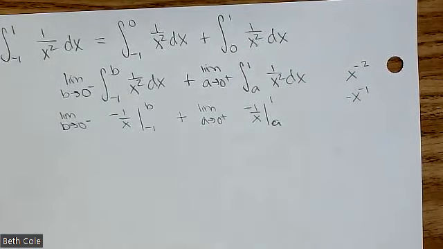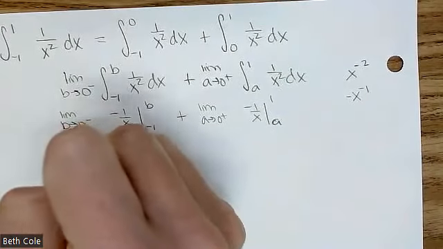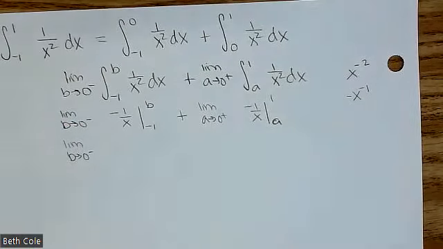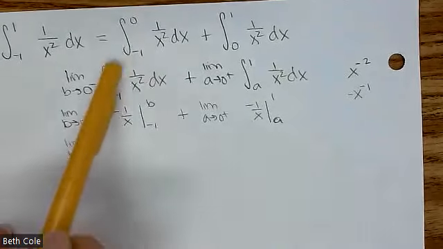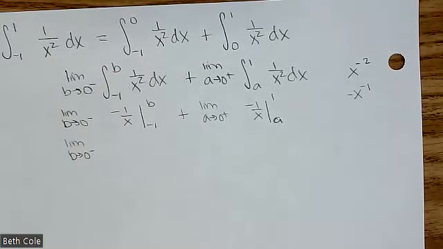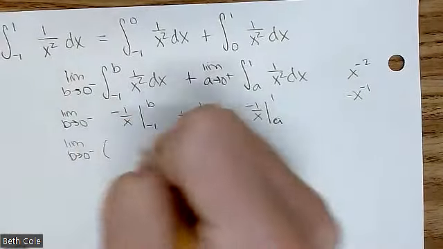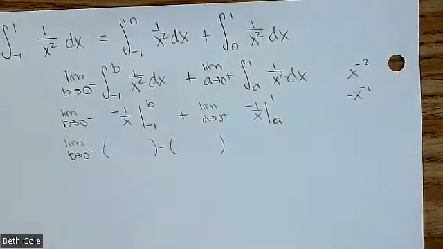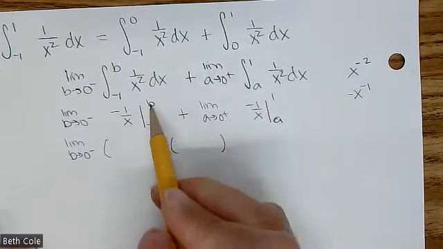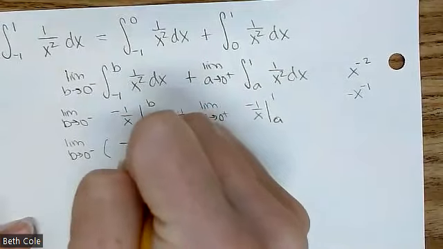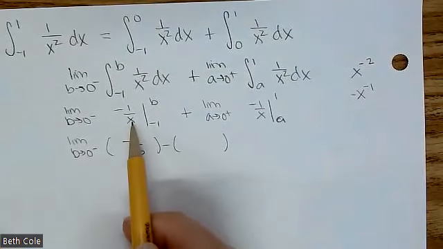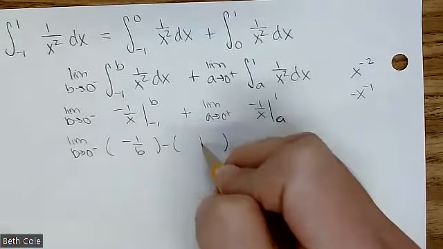All right, what step are we on now? We did the antiderivative. Good, upper boundary minus lower boundary. I should have left more space. This is going to take more room. So when you plug in b, that's just going to be -1 over b. If you plug in -1, it'll just be 1.